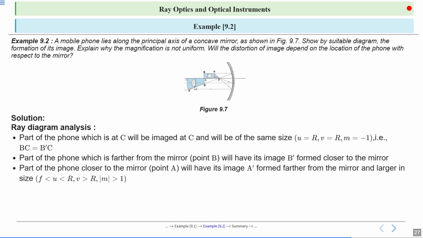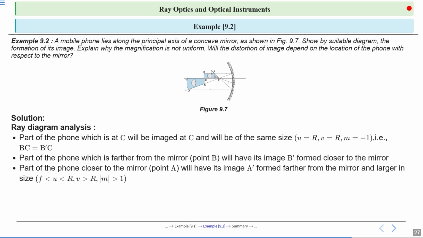Now the part of the phone closer to the mirror. Which part is closer to the mirror? A part. So image A dash will be formed farther from the mirror as compared to this B dash. Okay, why? Because this A is placed between F and C.